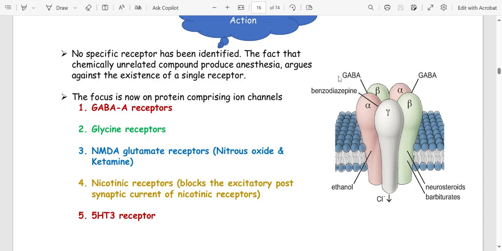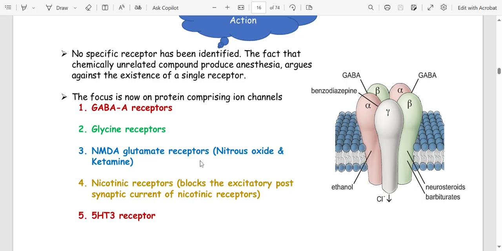So what's important for you to take note of is that the benzodiazepines work on the GABA receptor, but not specifically where GABA binds. GABA binds on this beta subunit, but the benzodiazepines will not really bind on that. Instead, they work on the gamma subunit. Please take note of these receptors.